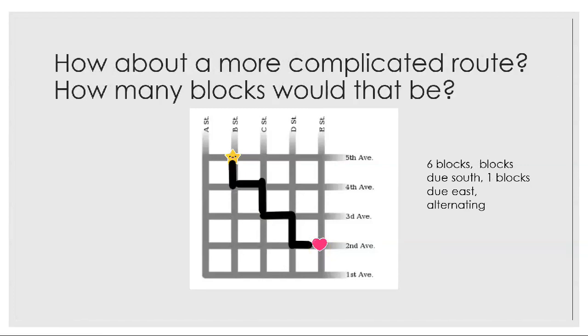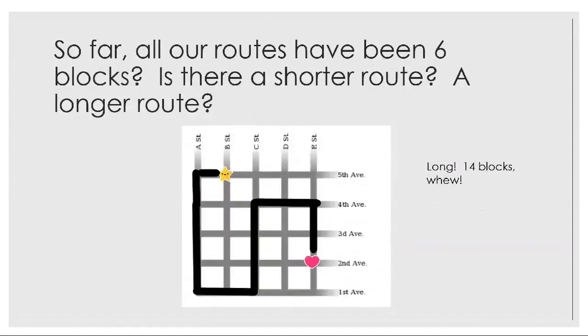How about a more complicated route? How many blocks would that be? So you could go south, east, south, east, south, east, and it's still 6 blocks. So far, all our routes have been 6 blocks. Is there a shorter route? A longer route? So looking at a longer one, we could go west, south, east, north, east, south, and walk or drive a total of 14 blocks. But I don't think anyone would want to do that when you could have went 6.